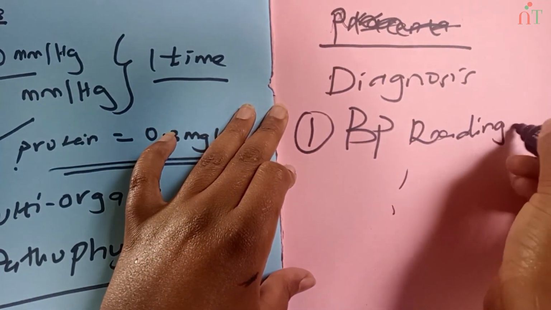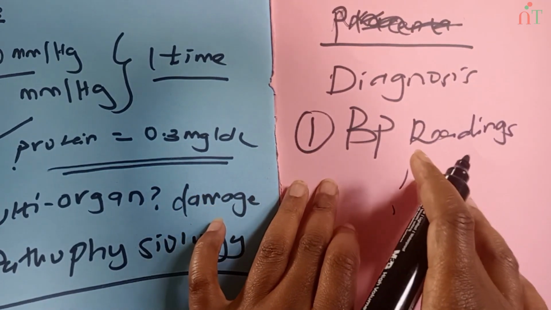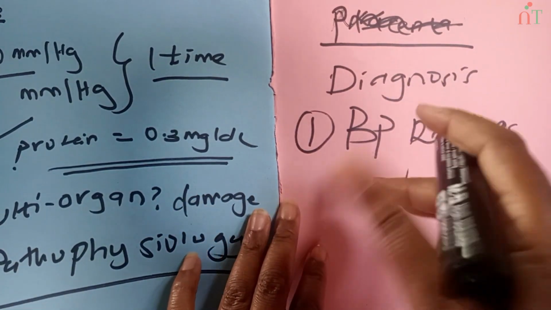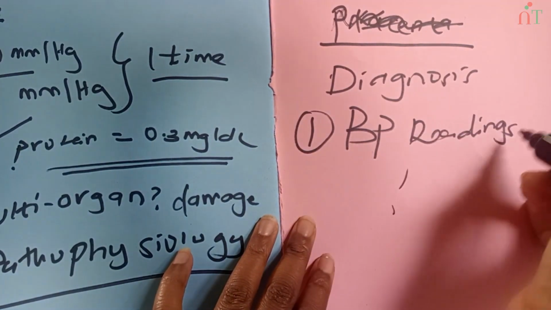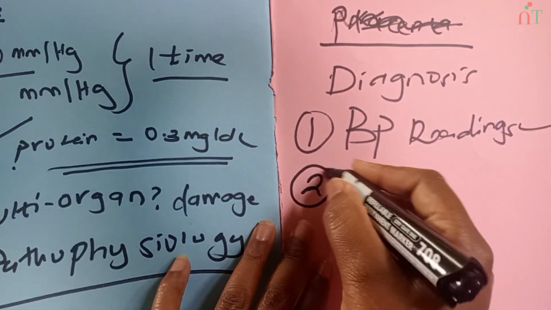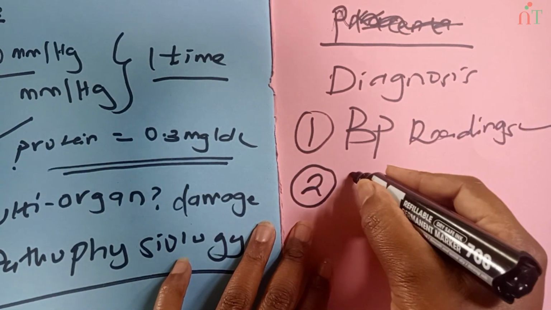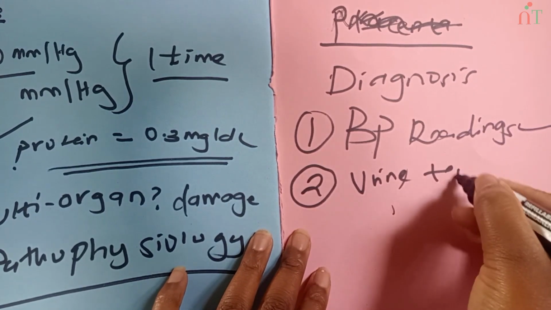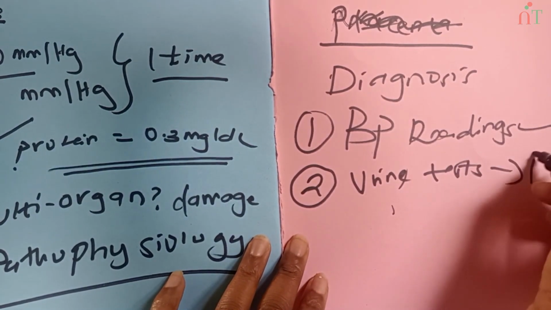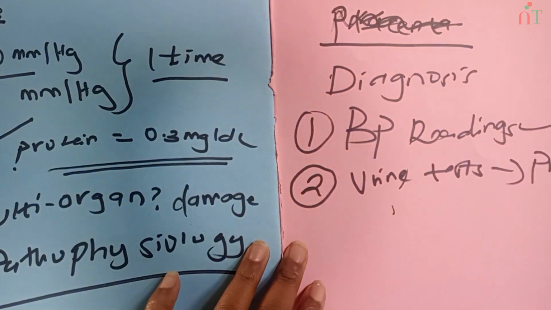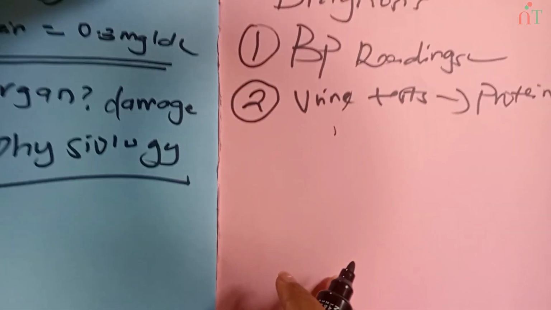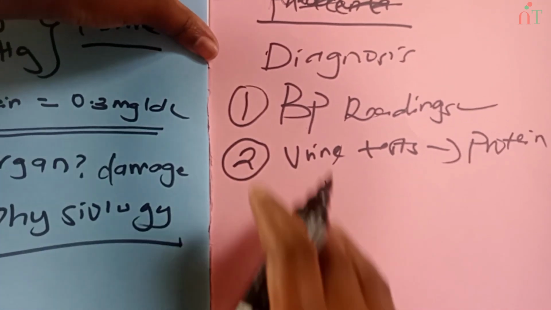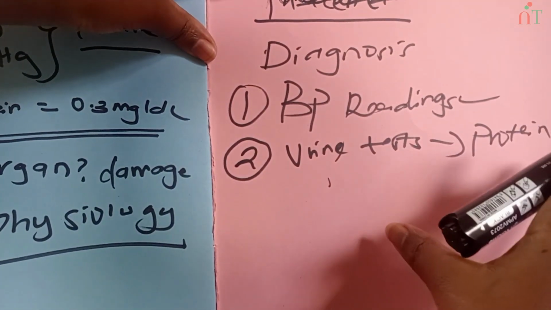This one, we are not going to talk about, because we've covered it in depth in part 1 and part 2, how to diagnose it through blood pressure reading. If you have not watched this, kindly watch part 1 and part 2. You're going to see how. And then number 2, we've also talked about urine tests, where we are testing for the presence of protein in urine. In part 2, I talked about that in depth also, and I've given you the readings for when to know that this person has proteinuria.